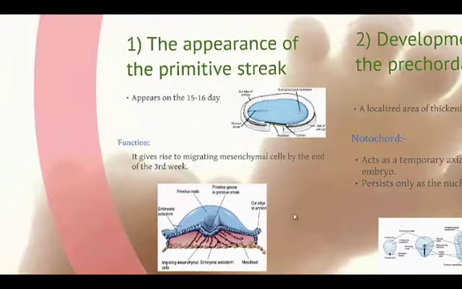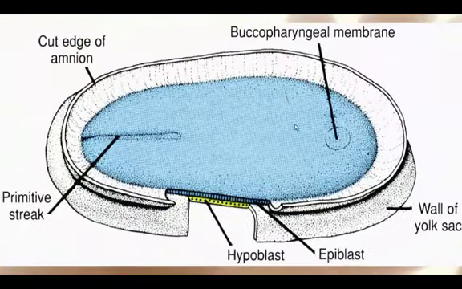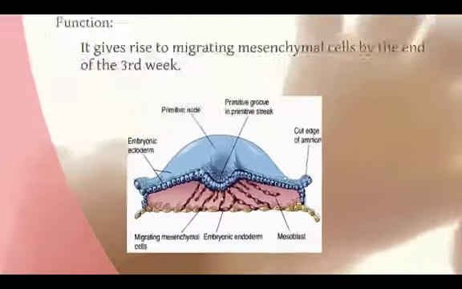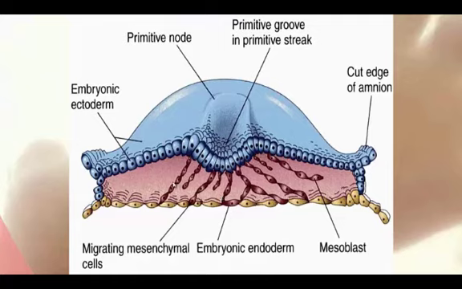Let's see the primitive streak first. The primitive streak is the first sign of gastrulation. It appears on the 15th to 16th day. It is a thickened band that appears in the caudal part of the dorsal aspect of the epiblast. It gives rise to migrating mesenchymal cells by the end of the 3rd week, and this is its function. Now these migrating mesenchymal cells give rise to the intraembryonic mesoderm.